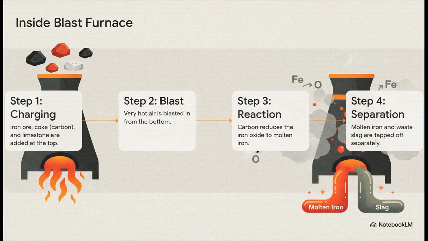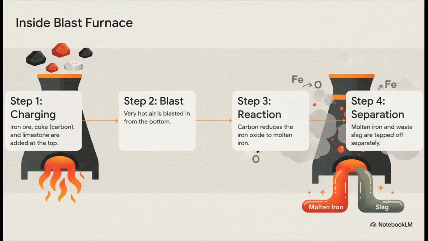So step 1, we charge the furnace. That just means we dump all the ingredients in at the top. That's the iron ore, something called coke, which is basically our carbon, and limestone. Step 2, we blast super, super hot air in from the bottom. Step 3 is the reaction. Inside all that intense heat, the coke gets to work and pulls the oxygen away from the iron ore. That process is called reduction.